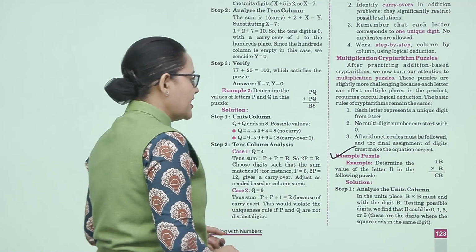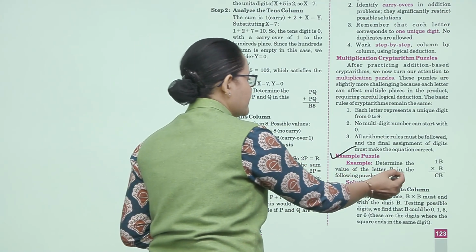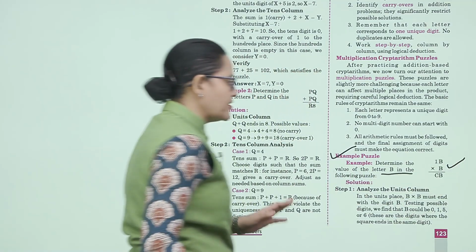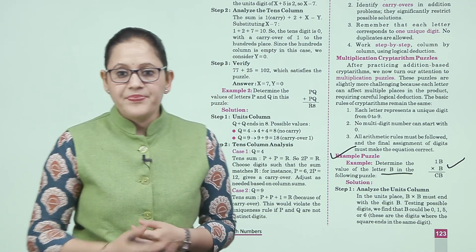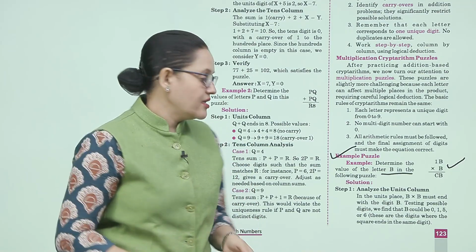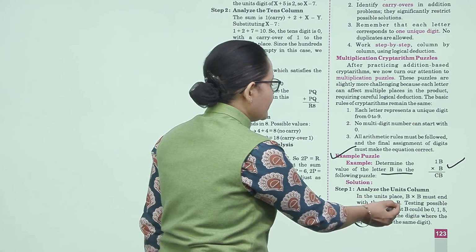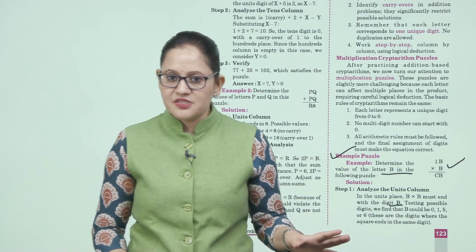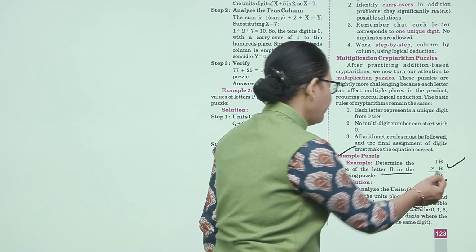Let's take an example here. Determine the value of the letter B in the following puzzle. So this is our puzzle. We have to determine the value of B. Analyzing the unit column: B times B must end with the digit B. So B times B must end with the digit B, because that equals B here.